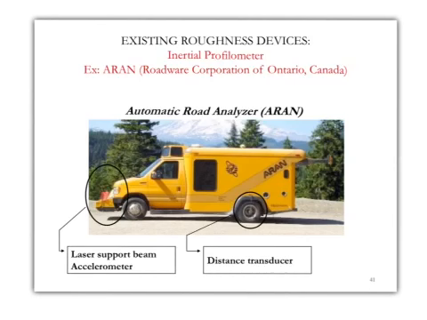Here is another example of an inertial profilometer, which is called ARAN, which is used pretty heavily now in Canada. It's used by the Roadware Corporation of Ontario, Canada. Basically the machine has 2 major components. In the front component, as you can see, there is a laser support beam and accelerometer, and at the back tire you see the distance transducer. It's a similar concept, and eventually we are interested in measuring the road profile.